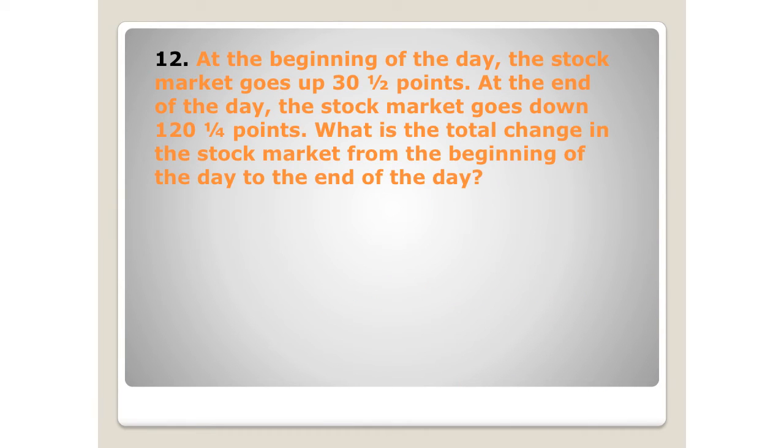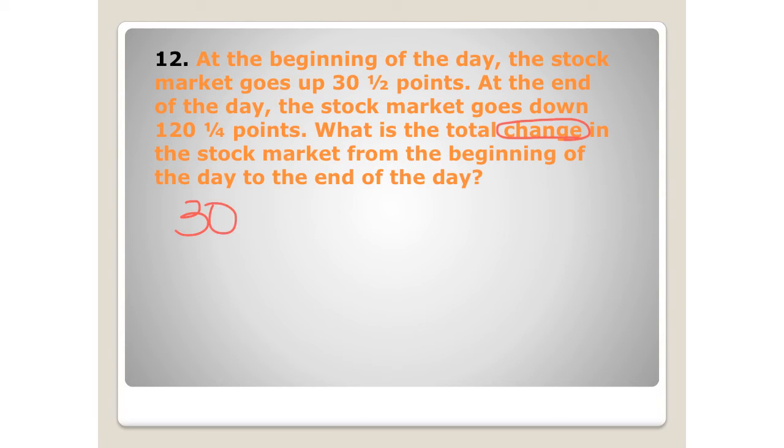Question 12. At the beginning of the day, the stock market goes up 30.5 points. At the end of the day, the stock market goes down 120.4 points. What is the total change in the stock market from the beginning of the day to the end of the day? This is another change question. Let's look at our numbers. We went up 30.5, and then we went down 120.4.